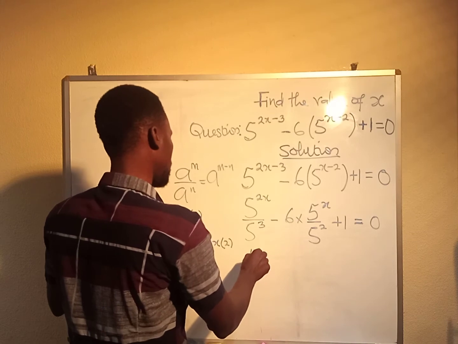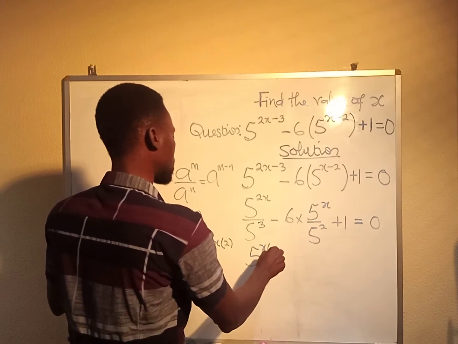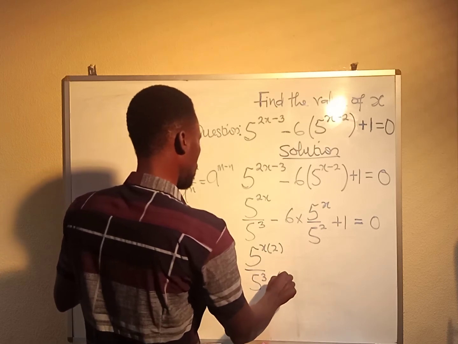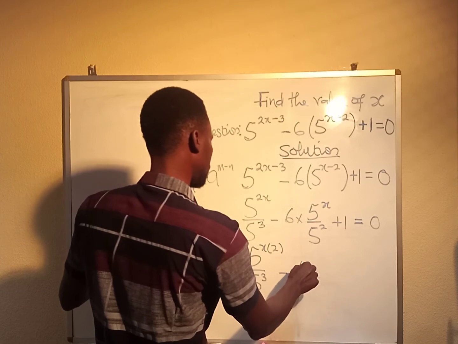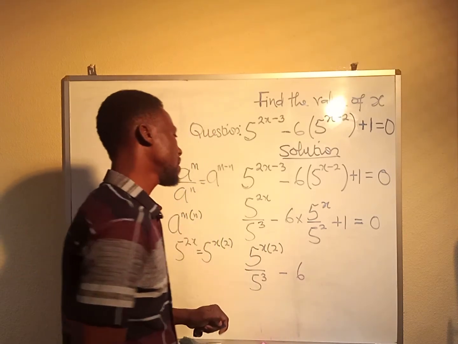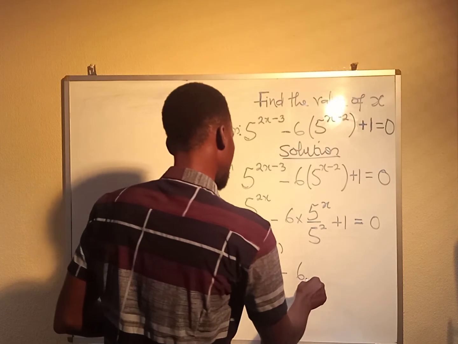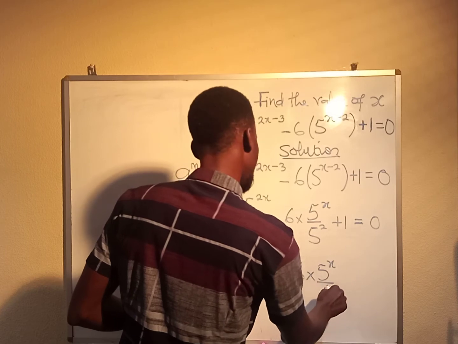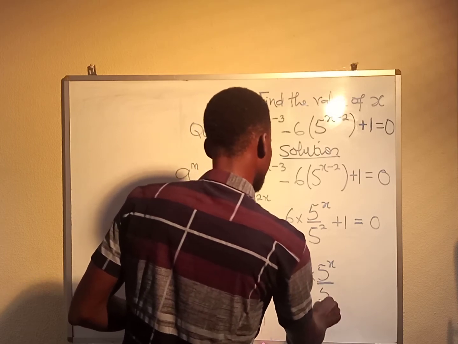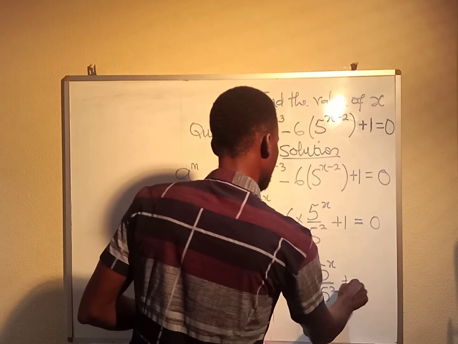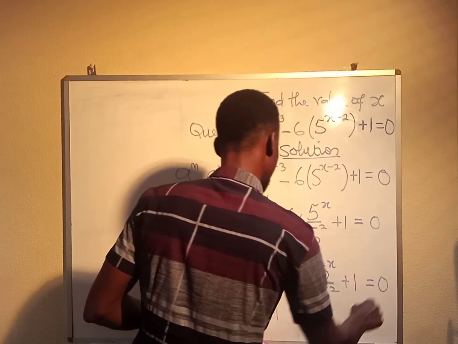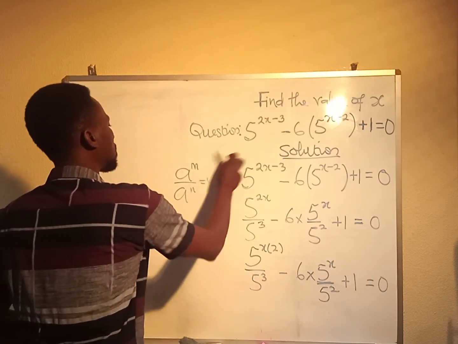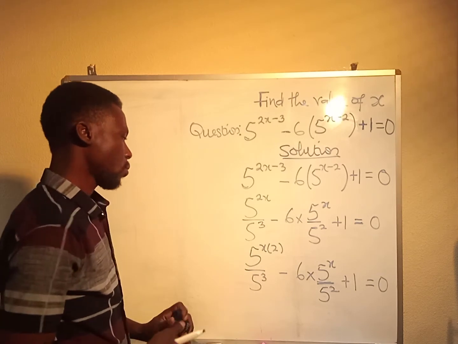So we shall have 5 raised to the power x, all raised to the power 2, all over 5 raised to the power 3, minus 6 multiplying 5 raised to the power x all over 5 raised to the power 2, plus 1. This is equal to 0. So this is what we have. So from here, we know what to do.